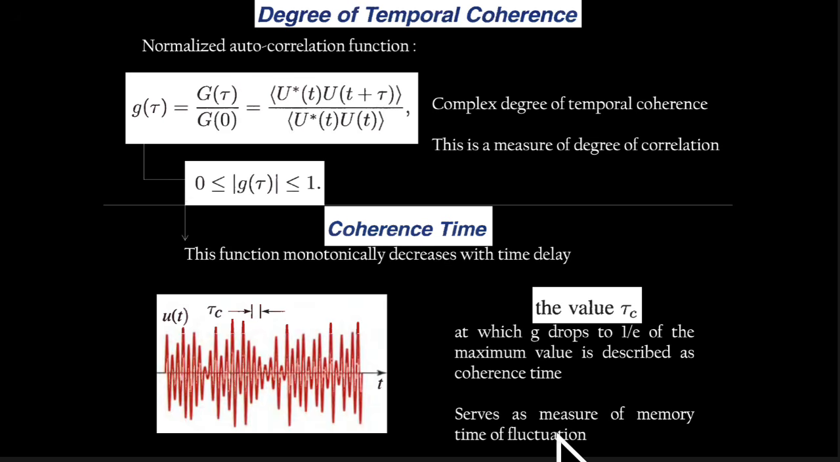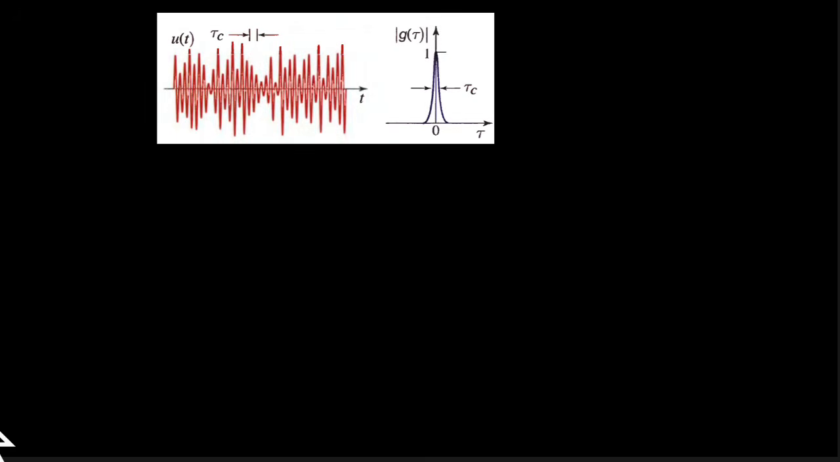Importantly, it can also serve as a measure of memory in terms of the time of fluctuation, and this is an important element in understanding how a system evolves, because the system remembers its trajectory, so to speak, in such a scenario. Going forward, now you can have a very interesting way of plotting this particular function.